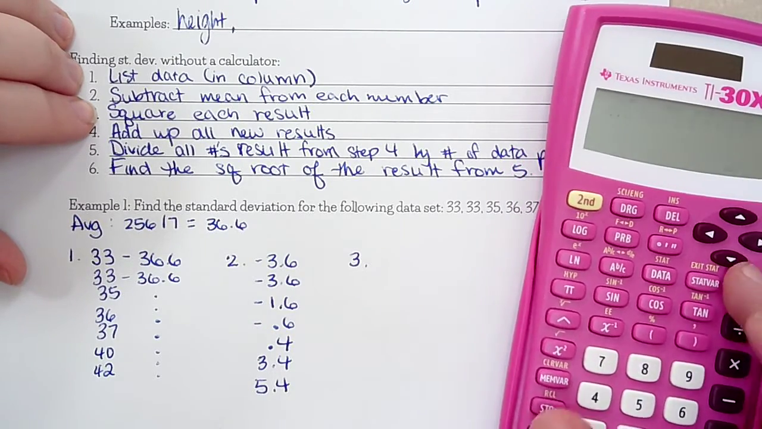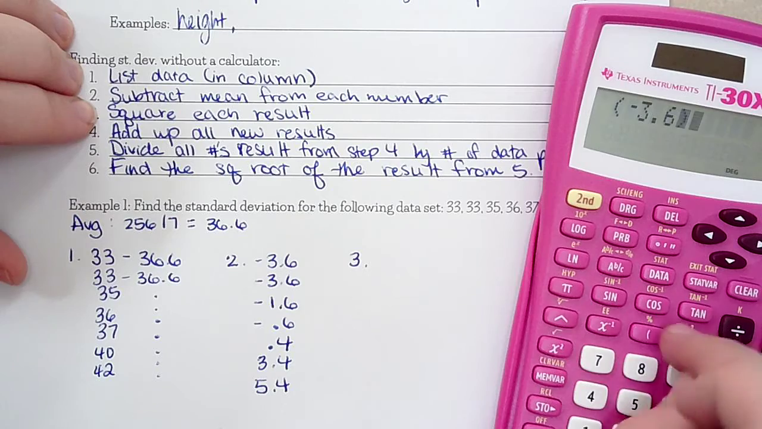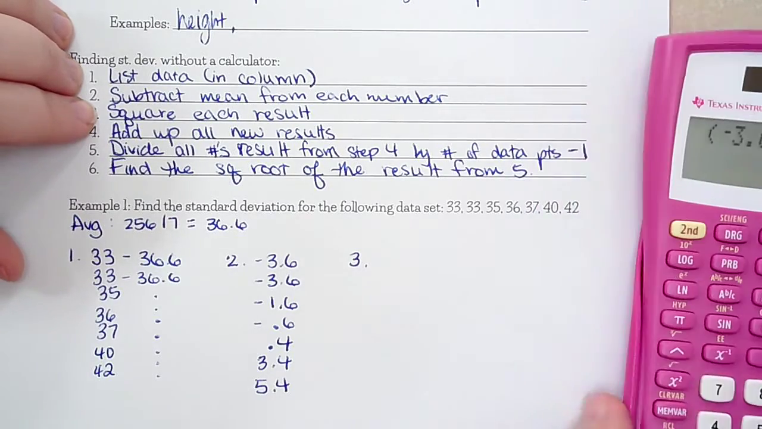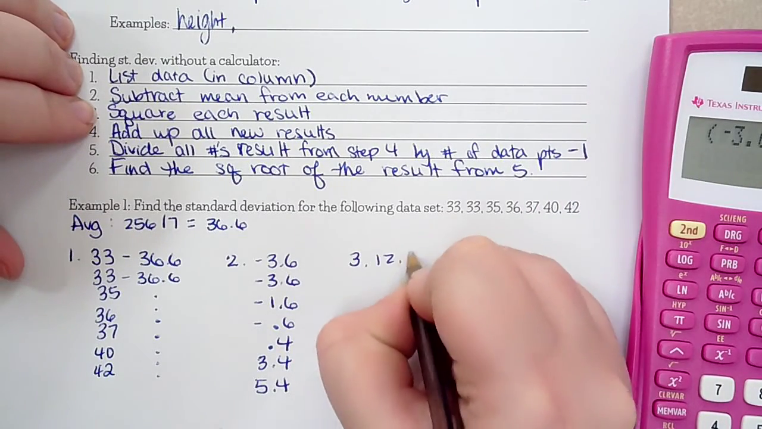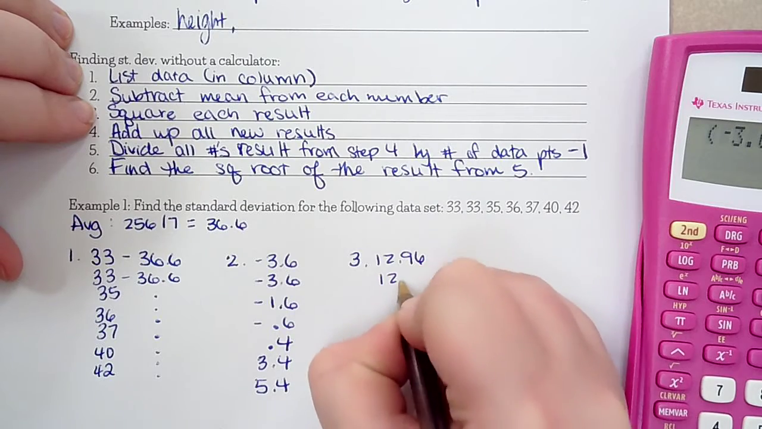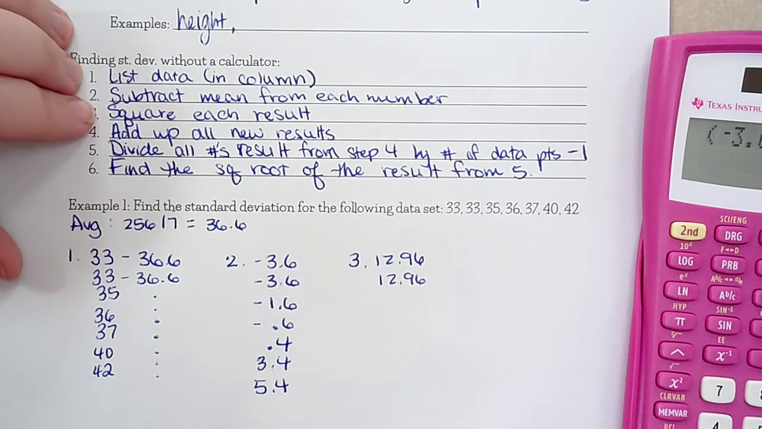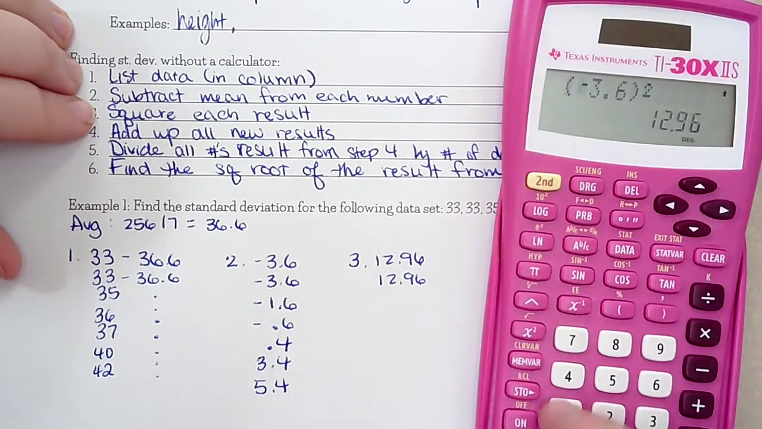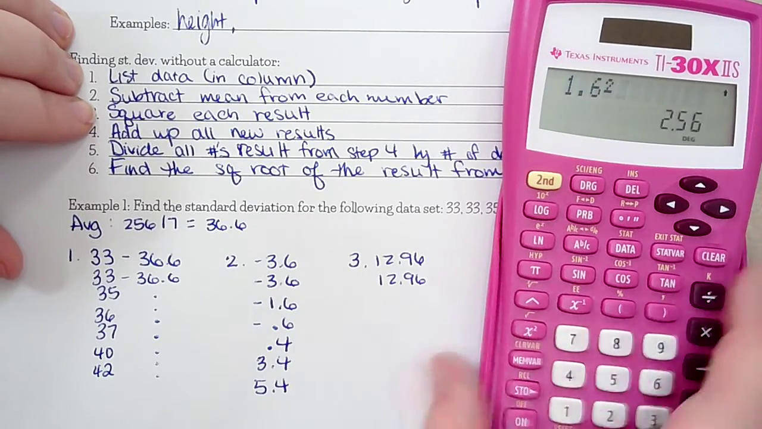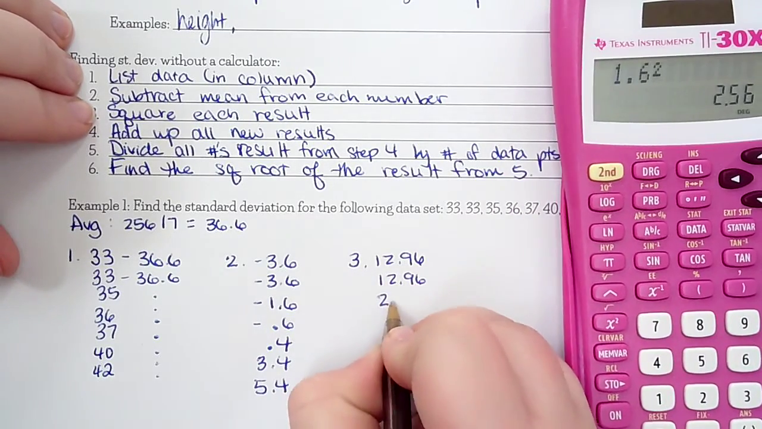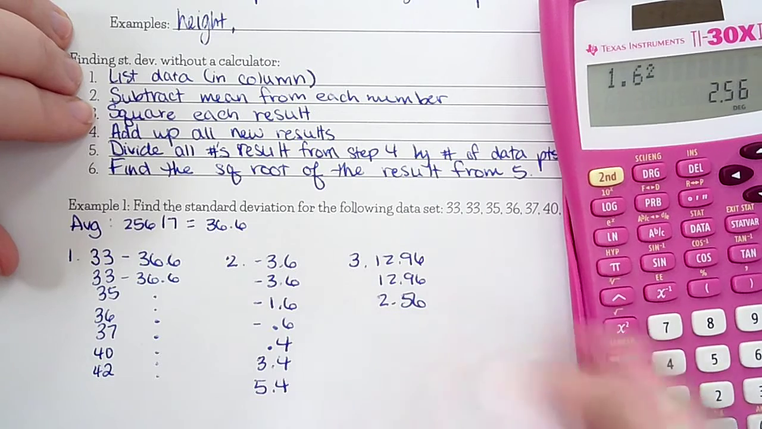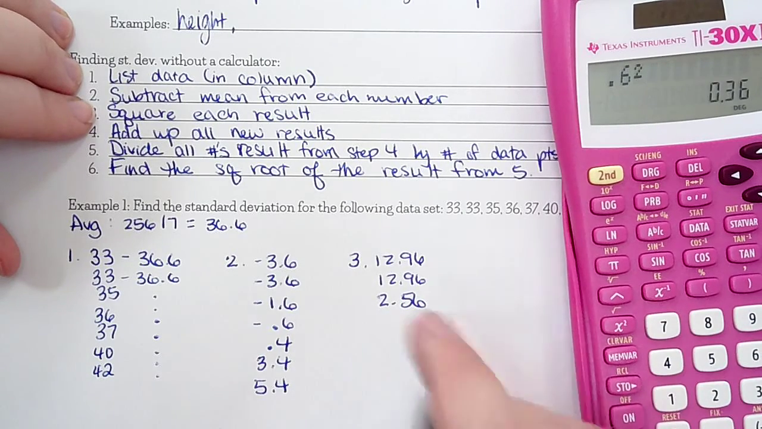I should have put that in parentheses. Negative 3.6. Square it. There we go. So I get a positive number, 12.96. Because the negative is going to become positive anyway, I'm not actually going to square that because it just takes more time to type into the calculator. You can still see the result is the same if you try it though.